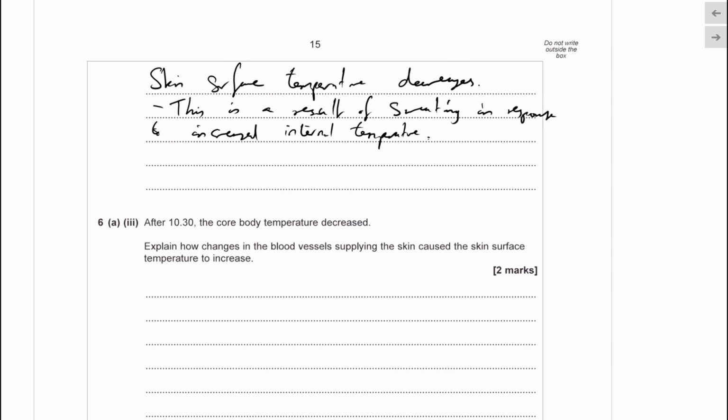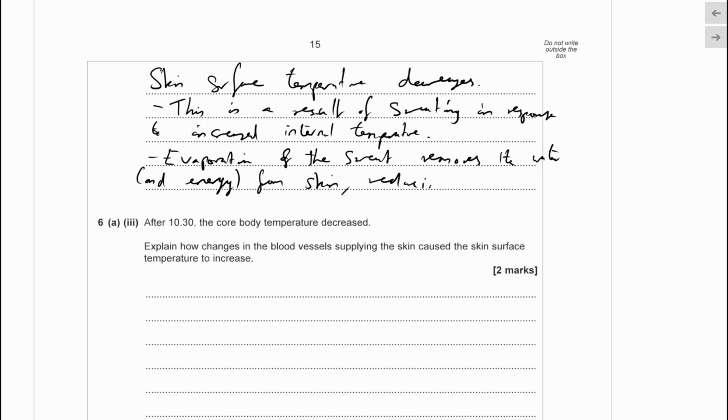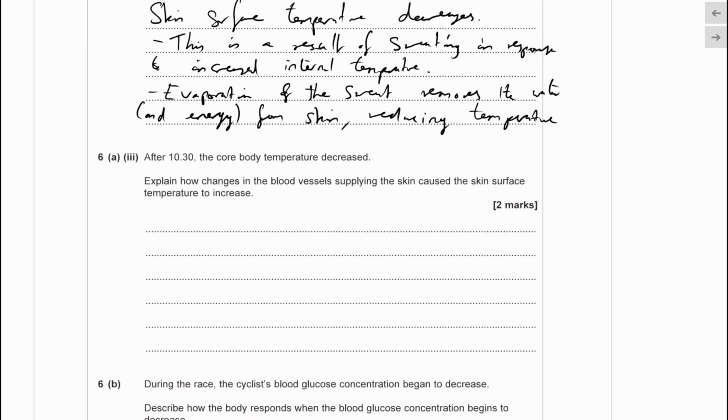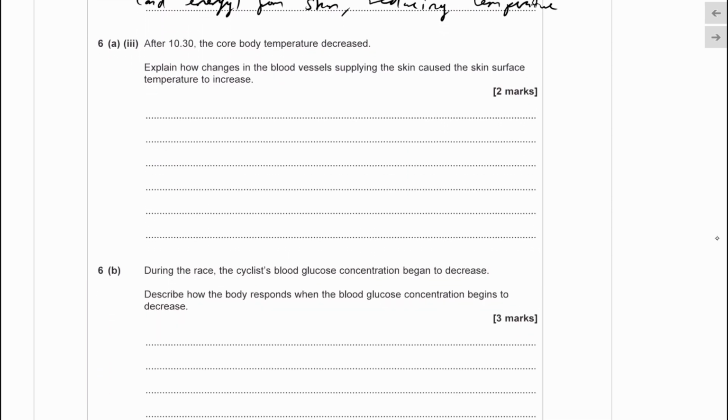Okay, now what happens then is that evaporation of the sweat removes energy from the skin and so it reduces the temperature, right? So evaporation of the sweat removes the water, I put in brackets here, and energy, so that's heat energy, from skin, reducing temperature. Alright, so the temperature goes down because that thermal energy has been removed in the form of sweat as the sweat evaporates. Alright, now that's definitely more than enough for 6 marks.